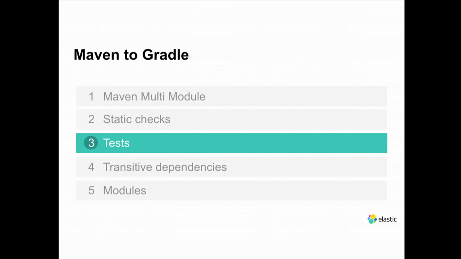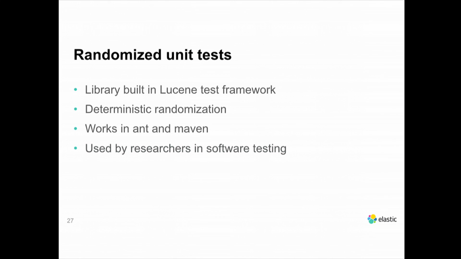So the next thing was the tests. Like I said, we have unit tests and integration tests. The randomized unit tests are something that's crucial to both Lucene and Elasticsearch. This is a library that was originally built inside Lucene and then extracted out into the randomized testing framework. It's actually used by researchers who talk about software testing. It is a really, really important library, so we didn't want to lose this. The most important part about it is this deterministic randomization. Instead of just completely randomizing everything, we fix a seed and we print out that seed on failures, with a reproduce line that says, hey, this is the seed that I used, so that we can always reproduce.